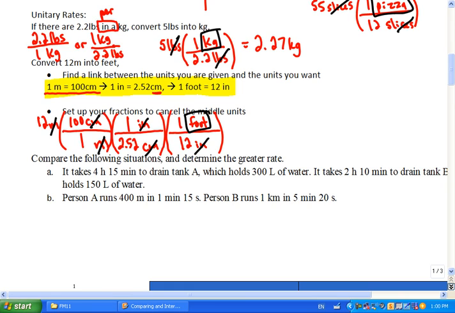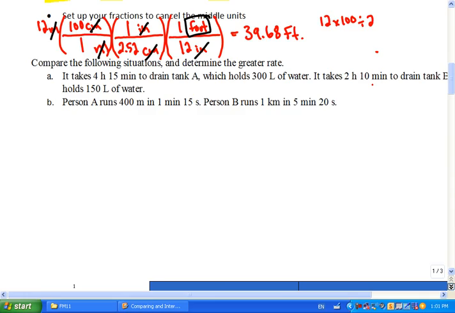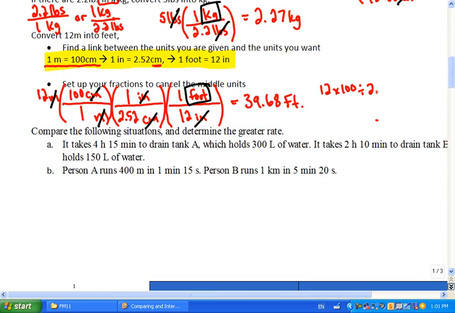So if I put this into my calculator, that'll tell me how many feet are in 12 meters. In my calculator it says I have 39.68 feet. What I did was 12 times 100 divided by 2.52, and then divided by 12, because I'm using all these numbers here: 12, 100, 2.52, 12. There's no need to multiply or divide by 1, that's why I just ignored those other ones.